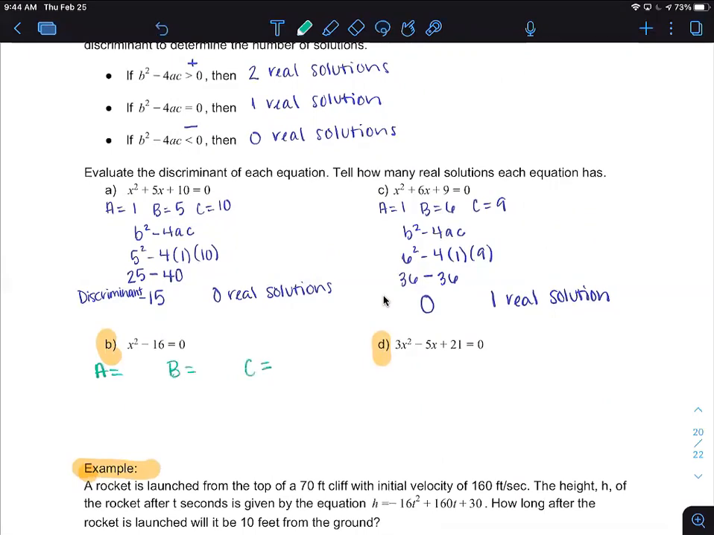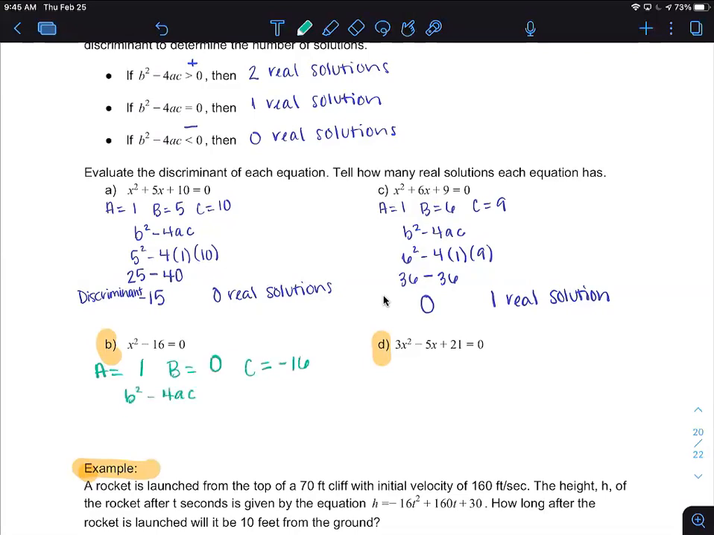So on this one, what does A equal? 1. And then what about B? If there is no middle term, it would be 0. And then C would equal negative 16. And then we're going to plug into our formula: B squared minus 4AC.